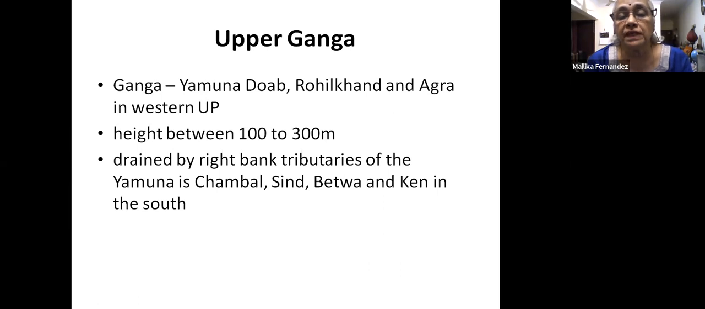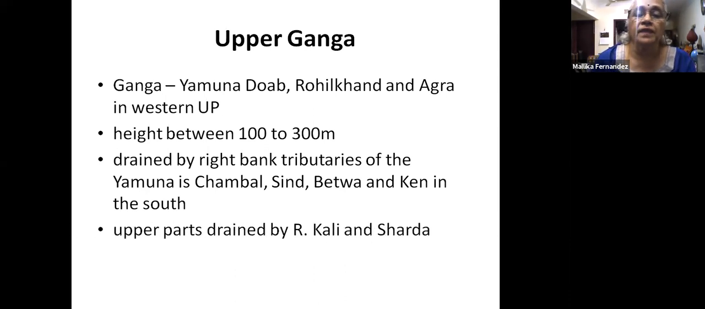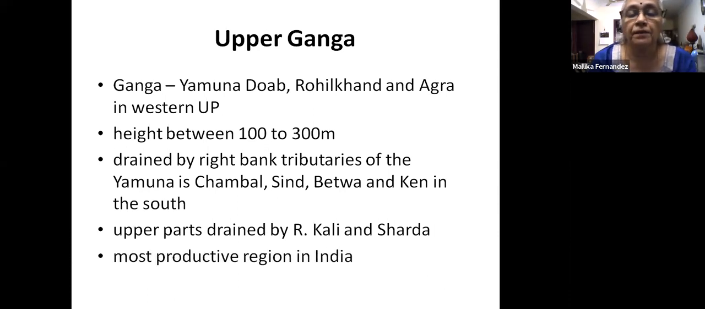So all this comes in the Upper Ganga region. These rivers begin in the plateau region, but when they come down into the plains to join the Yamuna, that flat area is called the Upper Ganga Plain. Upper parts of the region are also drained by other rivers such as the Sharda, which is more important here. And this is, of course, the most productive region in India.